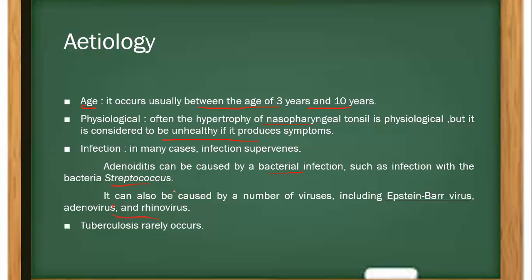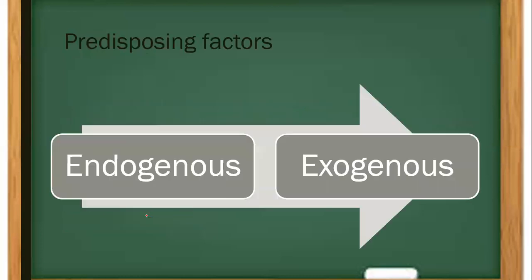The main bacteria is Streptococcus, and the viruses are Epstein-Barr virus, adenovirus and rhinovirus. Tuberculosis rarely occurs. Then which are the predisposing factors leading to adenoiditis? First are endogenous factors and exogenous factors.